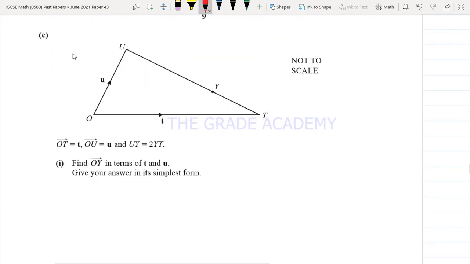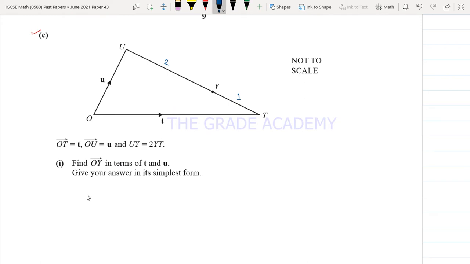Now, part C of the question. Here we have been given a triangle. Our vector OT is equal to t, vector OU is equal to u, and UY is equal to 2 times YT. So the length UY is double the length of YT. If YT has length 1, then UY is twice that, so it becomes 2. So we have divided the whole length UT into 3 parts: 2 are over here and 1 is over here. So UY will be equal to 2 thirds of UT and YT will be equal to 1 third of the total. Find OY in terms of t and u. So we have to find the vector OY, from O to Y.